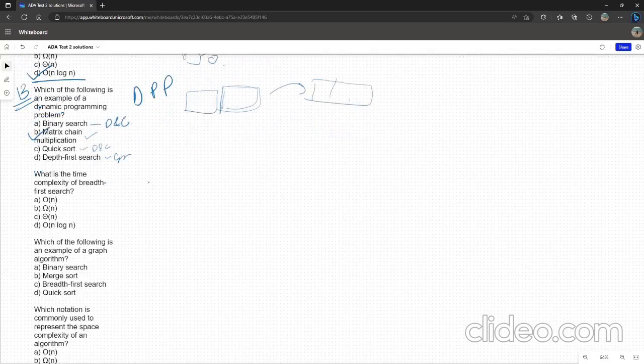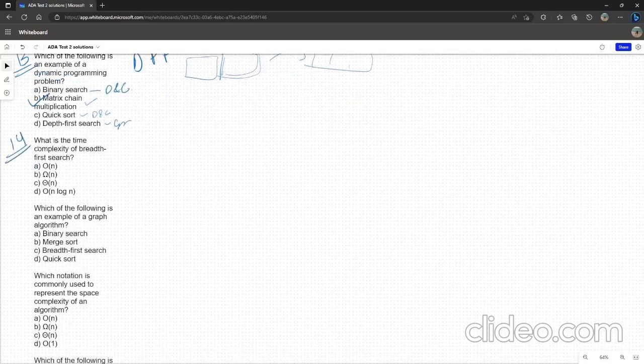the complete problem. Our 14th question is, what is the time complexity of breadth first search? It is a graph algorithm, and breadth first search traverses the tree and searches, and so it takes O(n) as the time complexity of BFS.